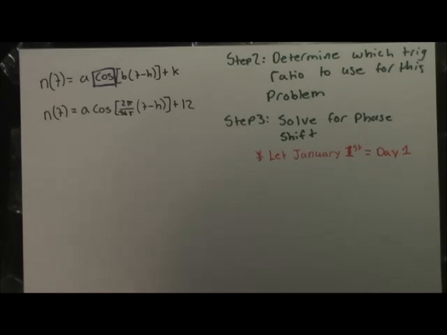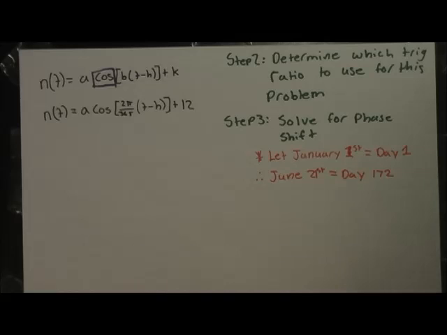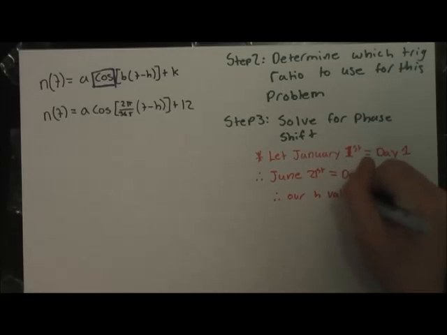The third step to solving this problem is to find the phase shift or h value for this cos equation. To do this, we need to set one day of the year to equal day 1. For this problem, I let January 1st equal day 1. Because we are using a cos equation, we need to solve for how many days pass between January 1st and June 21st. This is equal to 172 days. Therefore, our h value is equal to 172.